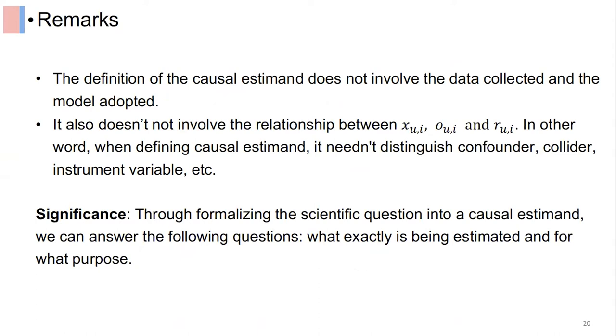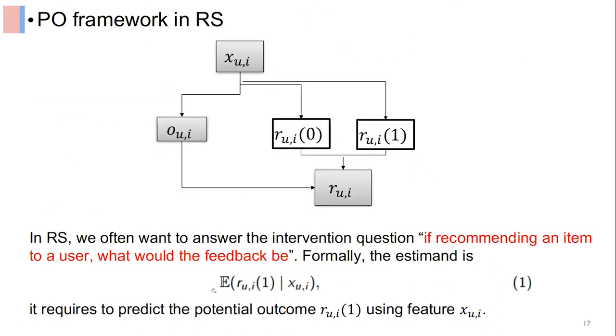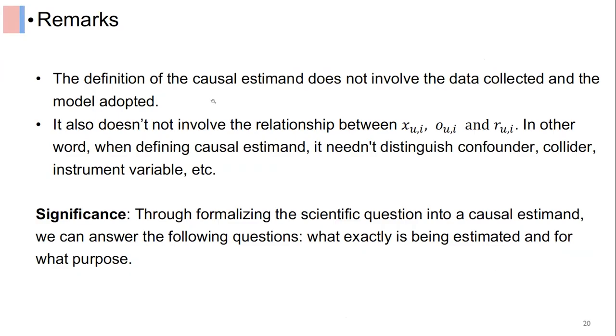Here are some comments on the potential outcome framework. It's important to note that the definition of a causal estimand, here we focus on the estimand in equation one, does not involve the data collected and the model adopted. It also doesn't involve the relationship between X_UI, O_UI, and R_UI. In other words, when defining a causal estimand using the potential outcome framework, it needn't distinguish confounder, collider, mediator, and so on.